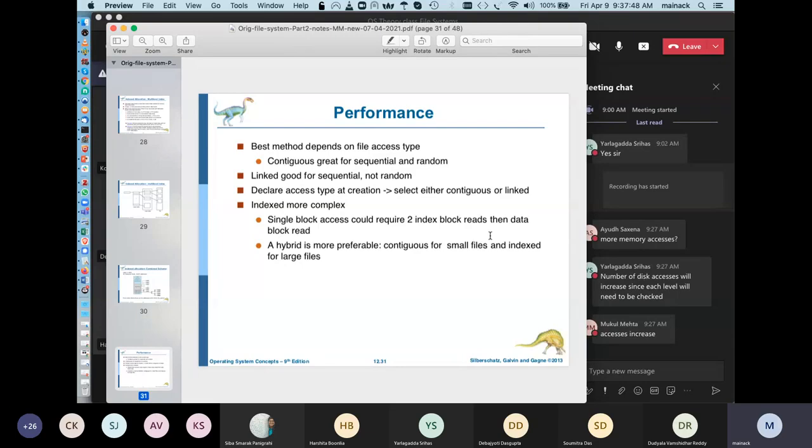Now, indexed allocation is more complicated. If the index block is already cached in memory, then the access can be made directly. However, keeping the index block in memory requires space, and sometimes considerable space.